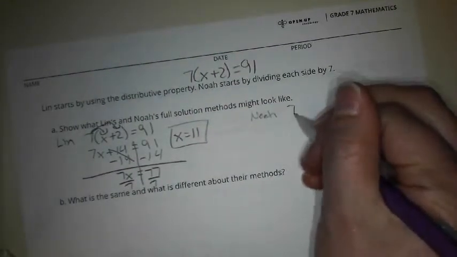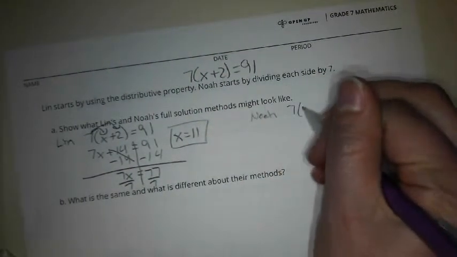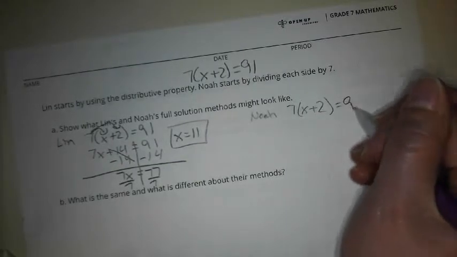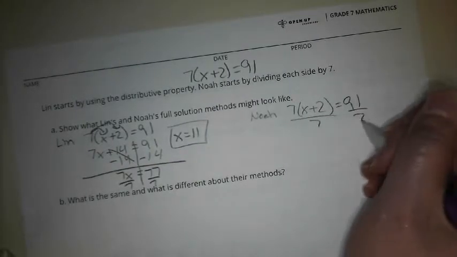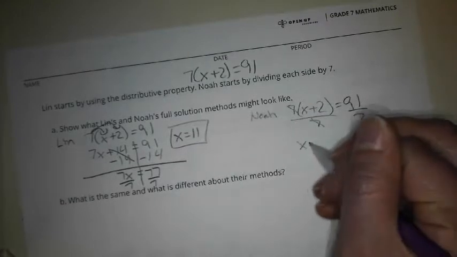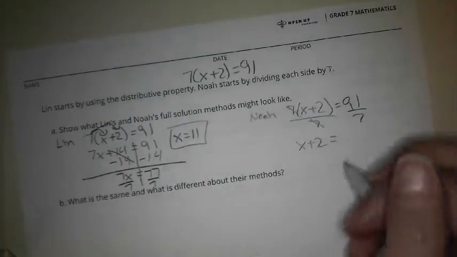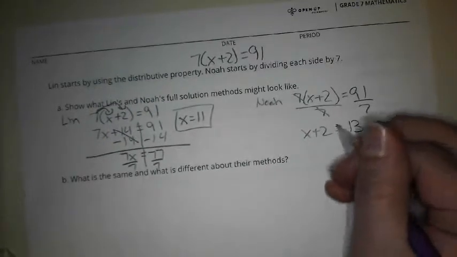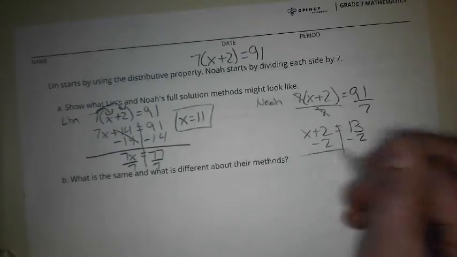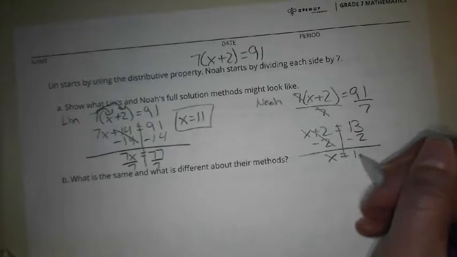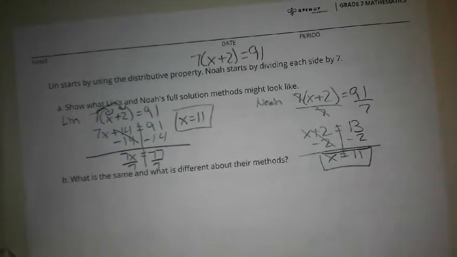Noah, who is dividing both sides by 7 first, his would look like this, where he's dividing both sides by 7. He has x plus 2 equals 91 divided by 7 is 13. Subtract 2 from both sides. X would equal 11. So that's what their full solutions might look like.